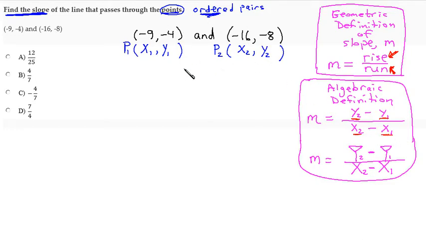Since the ordered pairs represent 1, 2, 3, 4 numbers, I believe that's one way to remember the number of places you have to substitute numbers in. It should kind of match the source of information that you have. So let's use the algebraic formula.